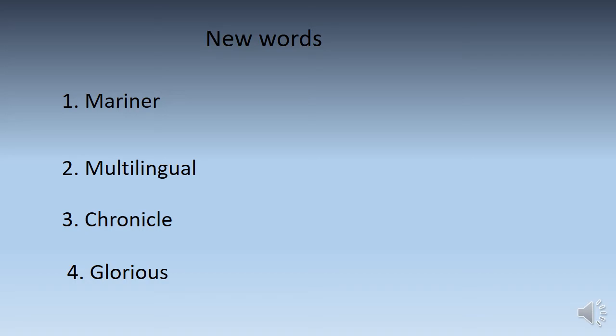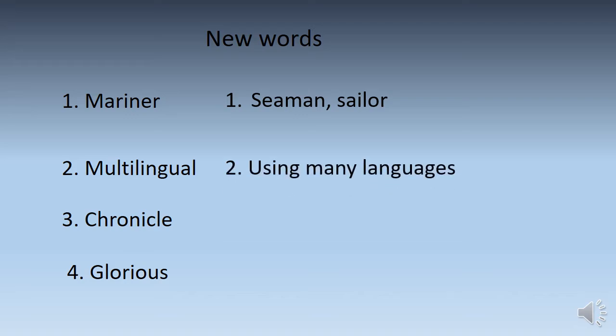Can anybody tell me what's the meaning of mariner? Yes, it means seaman or sailor. Our second word is multilingual, and it means using or speaking many languages. And the third word is chronicle. Can you guess what's the meaning of chronicle? Yes, chronicle means record of historical events.